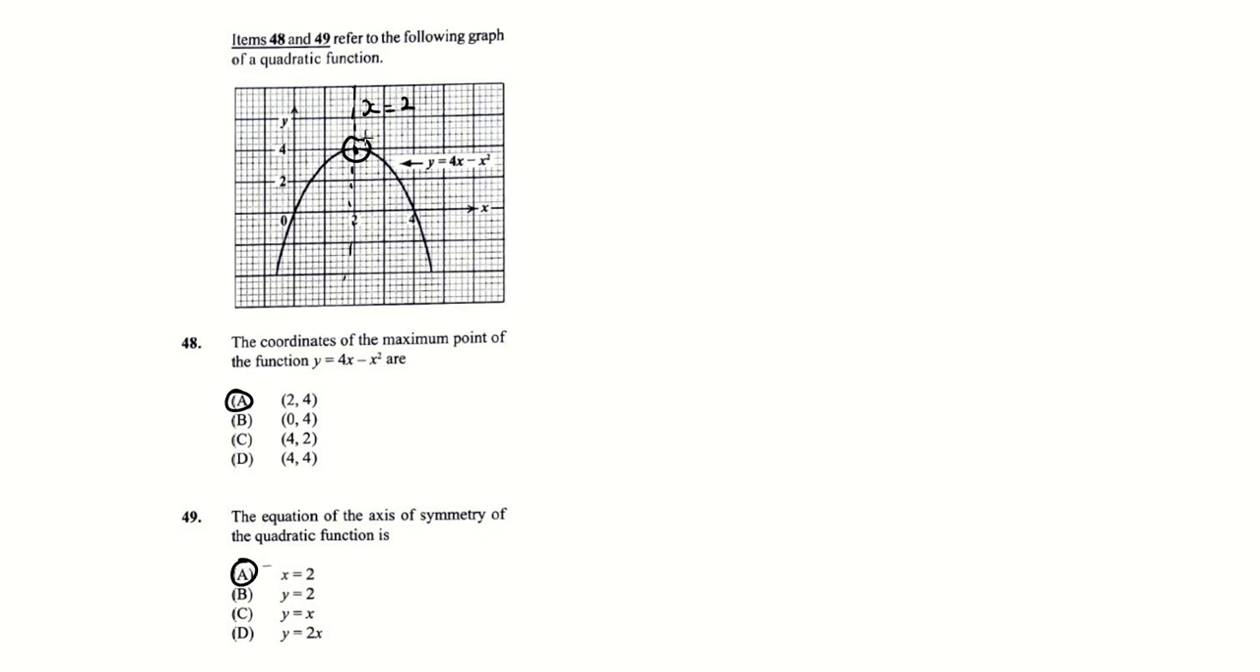E. What is your axis of symmetry? This is the line at which, when you fold that quadratic, it is folded in the middle.